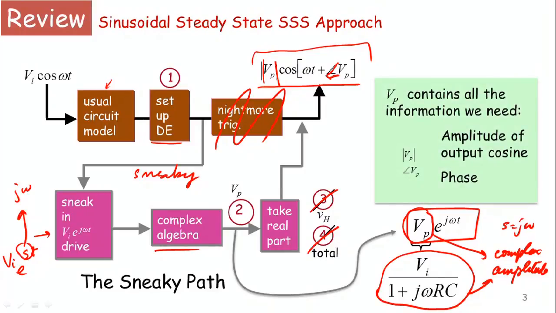So the bottom line was that by sneaking in the Vi e raised to st drive, my responses were also going to be of the form e raised to st. And the complex amplitude of the response at the output, Vp, was all that I needed to know. Vp contains all the information we need. Both the amplitude of the output cosine and the phase of the output cosine is contained in the magnitude and the phase of Vp, respectively.